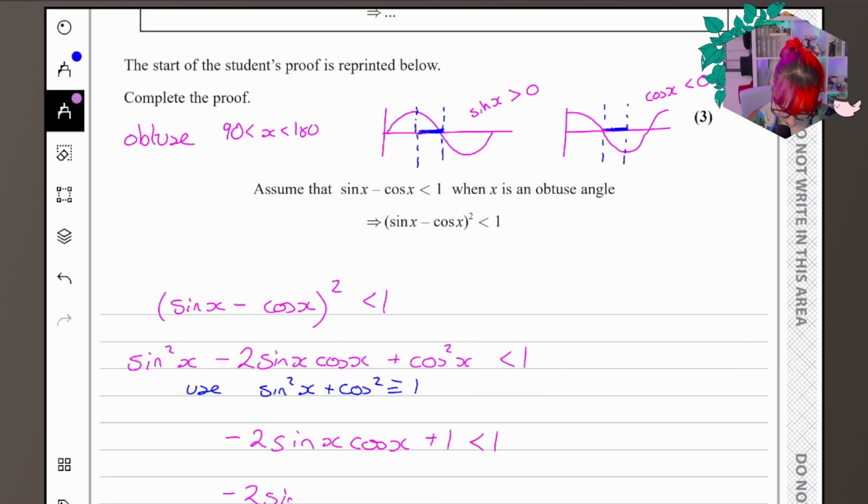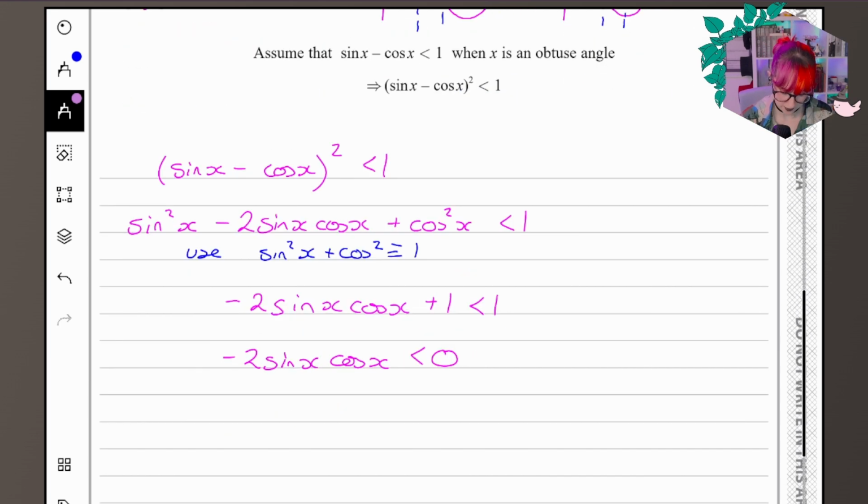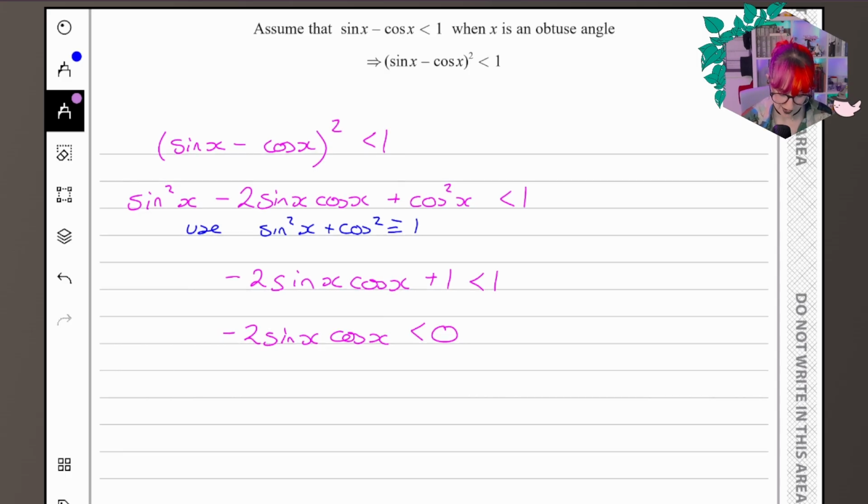So minus 2 sin x cos x is less than 0, so subtract 1 on both sides. I can divide both sides by 2, and that will get rid of that. I can also divide both sides by minus 1, but that then flips the sign. So basically, if the negative of something is less than 0, the positive of it is going to be greater than 0. So that gives us that sin x cos x is greater than 0. And this is our contradiction.